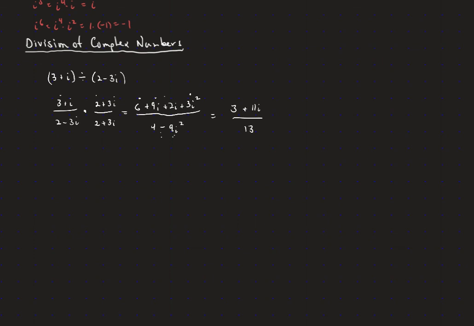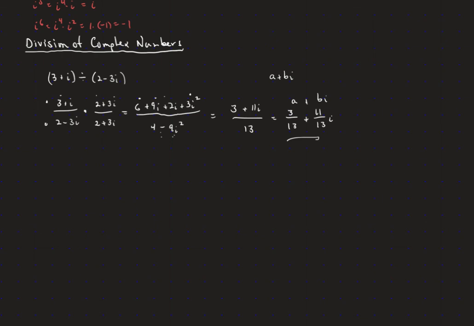Now, this isn't wrong, but we are going to write it in the form a plus bi. So we will separate this into 3/13 plus 11/13 i. So there is our a plus bi. So again, we see that you start with a complex number divided by a complex number, and what you end up with is a complex number.